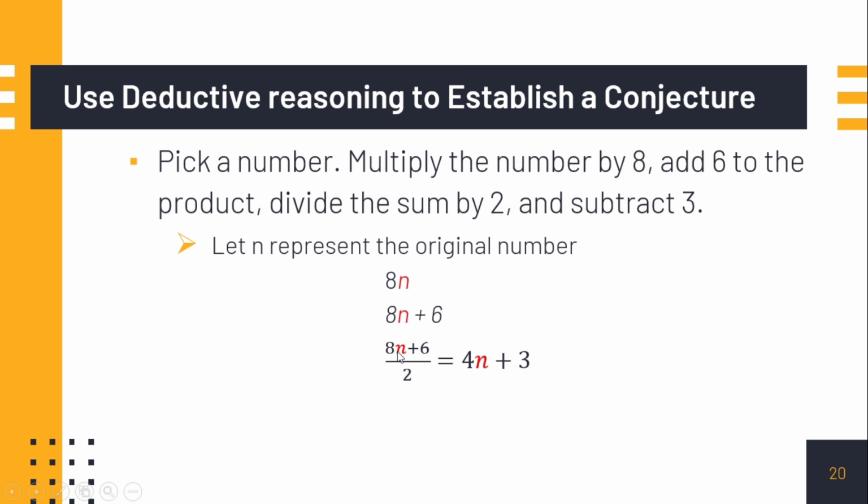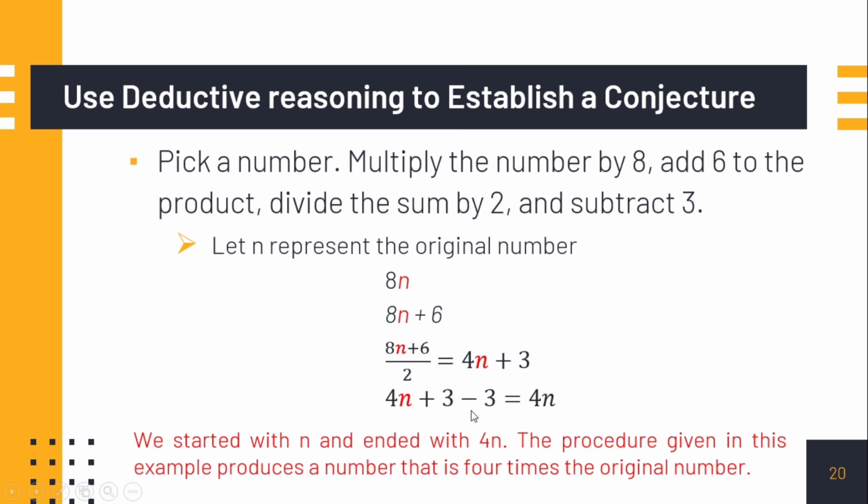So, may iwang n. So, kaya 4n. Copy the operation, that is plus. 6 divided by 2, that is 3. And then, subtract 3. 4n plus 3 minus 3 is equal to 4n. So, therefore, how we're going to say for that? So, we started with n and ended with 4n. Okay? So, the procedure given in this example produces a number that is 4 times the original number.